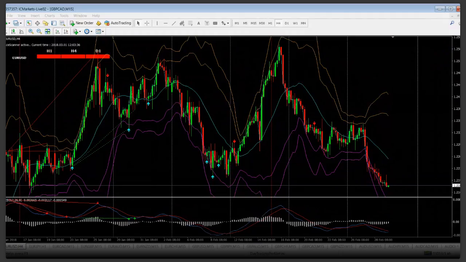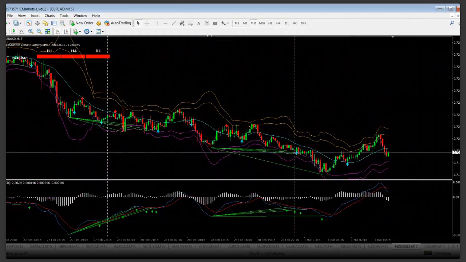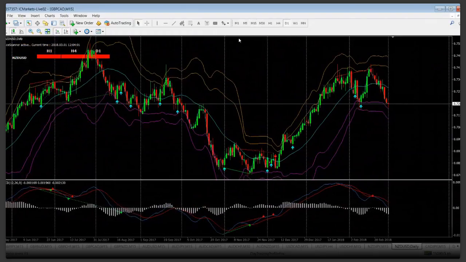You can see we do get a lot of signals, just have to check everyone out. Kiwi dollar, 15-minute. Everything's red. Let's look at the higher time frame in case we're in a higher time frame zone. And if you look at the daily chart here, we actually are.